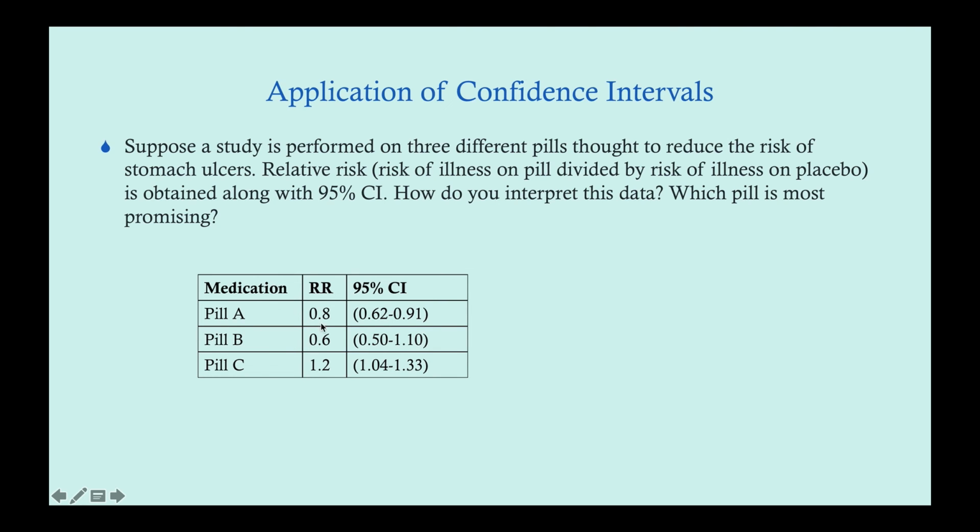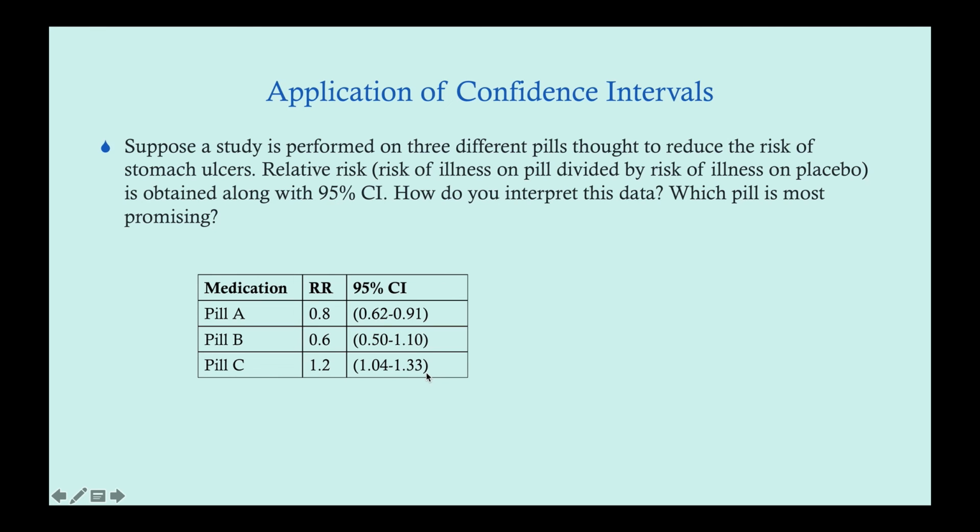Pill B, relative risk of 0.6. So again, on face value, it looks like it reduces the risk. 95% confidence interval is 0.5 to 1.10. And pill C, relative risk of 1.2, and 95% confidence interval of 1.04 to 1.33.